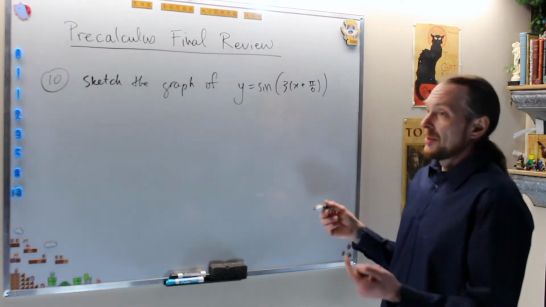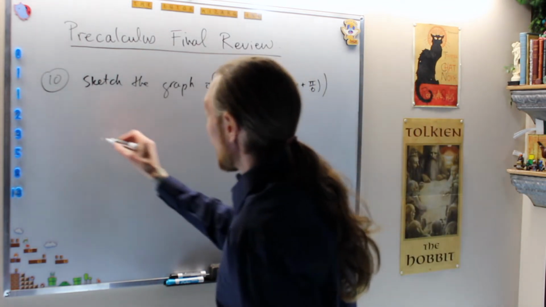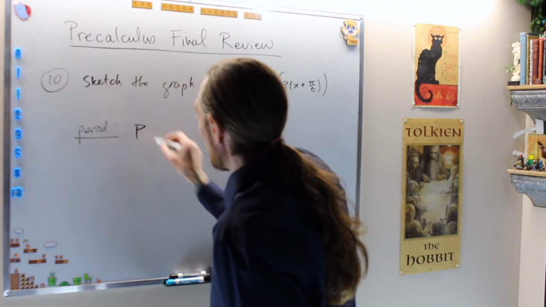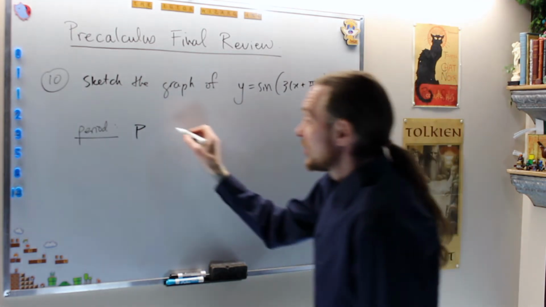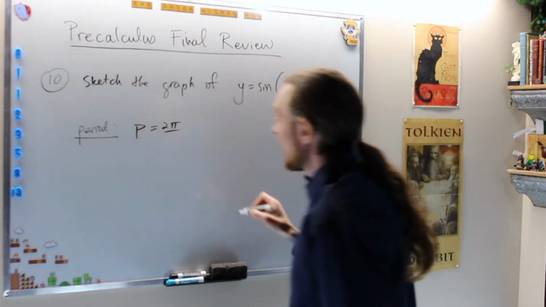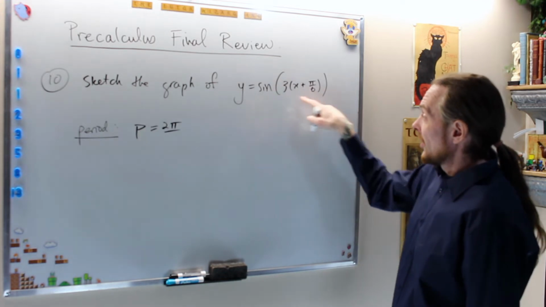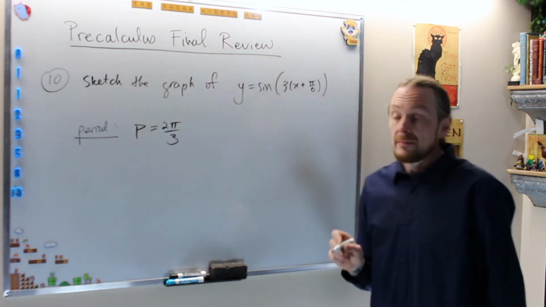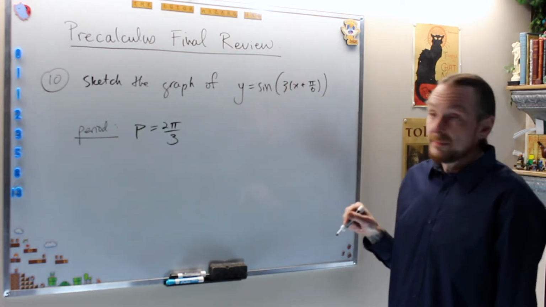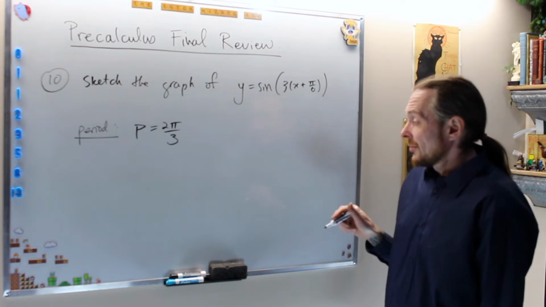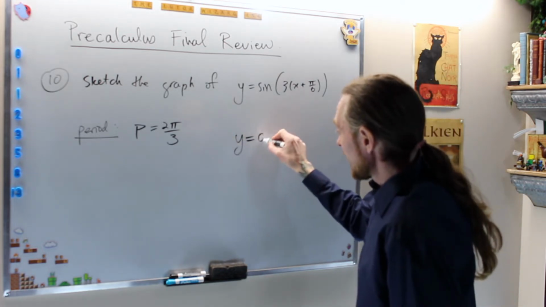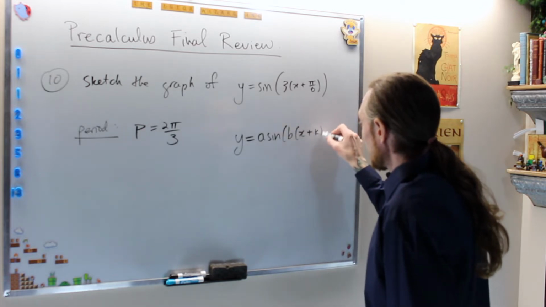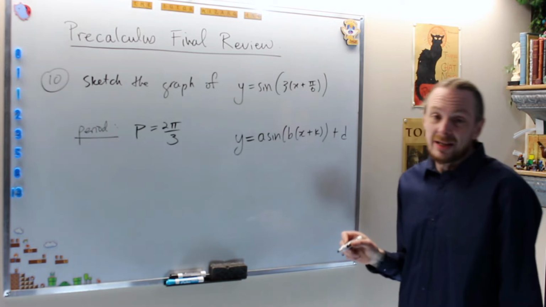What I also want to do is look at the period. The period of the regular sine function is 2 pi, and so the period of a function which has a value on the inside is 2 pi over 3, because of the 3. In general, the general sinusoidal function is y equals a sine of b x plus k, plus d, depending on which ones they give you.